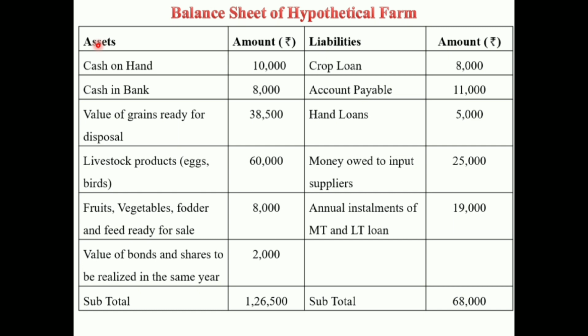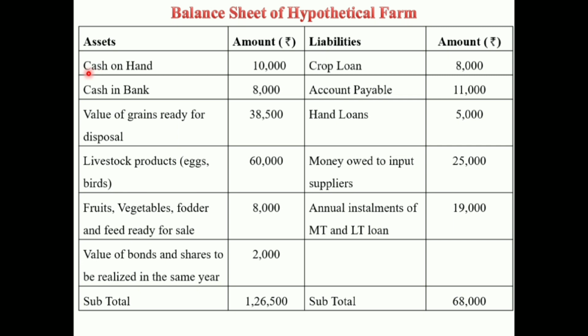Assets and liability. You can see here assets. First of all, we are here to write down the current assets. I have written down the current assets.